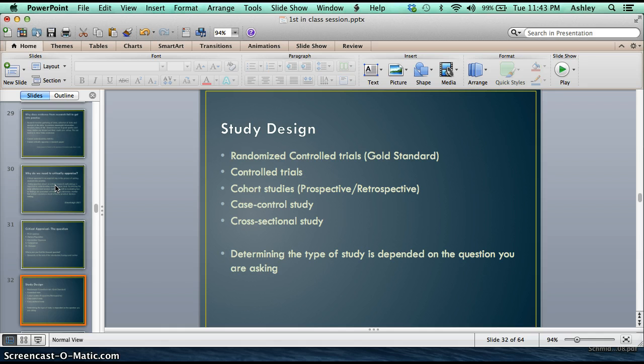Now, determining the type of study that you would use for the question you are researching really depends on what you're asking. So if you're looking at comparing therapies or interventions, then randomized controlled trials would be the way to go. But let's say you're just focusing on diagnostics, then you would probably be more interested in a cohort study or cross-sectional study. And that's generally because RCTs don't apply. Again, the type of study is dependent on the question you are asking.